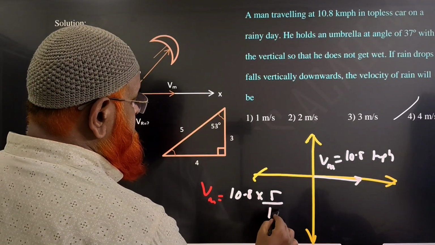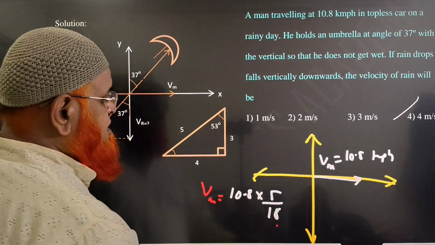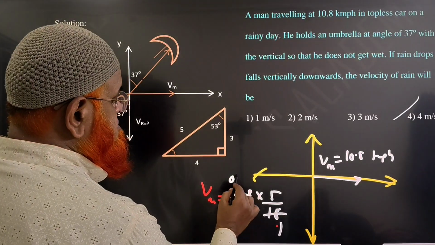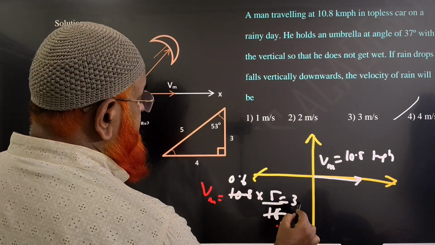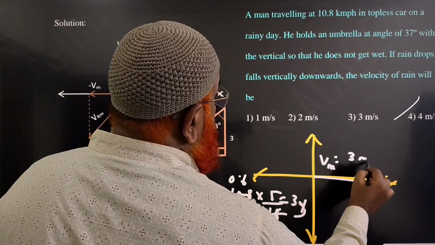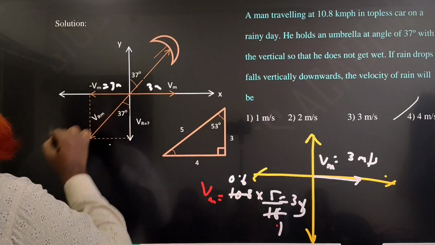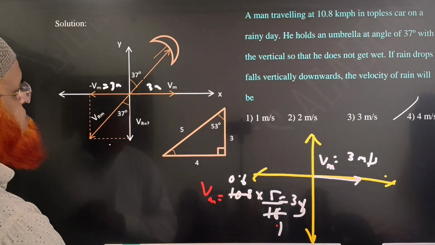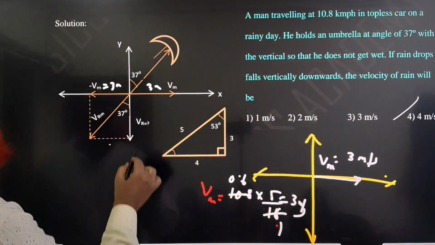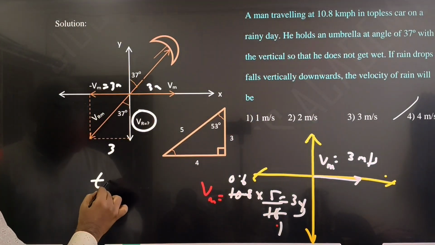So velocity of man is 10.8 into 5 by 18. You have to convert kilometers per hour into meters per second. So we are getting 3 meters per second. This is 3 meters per second, this is also 3 meters per second, this is 37. What is he asking us to find out? Velocity of rain, the actual velocity of rain on earth. If this is 3, this is also 3, so tan 37.